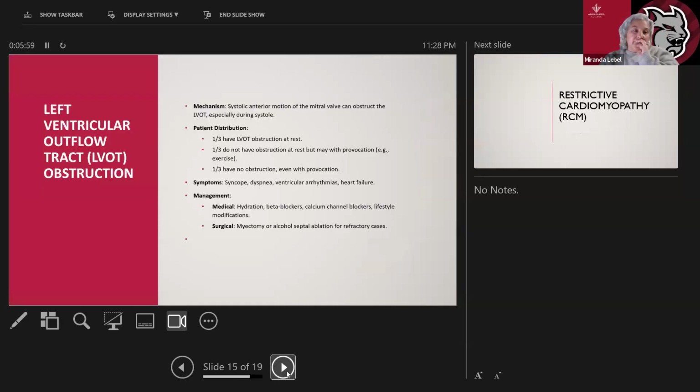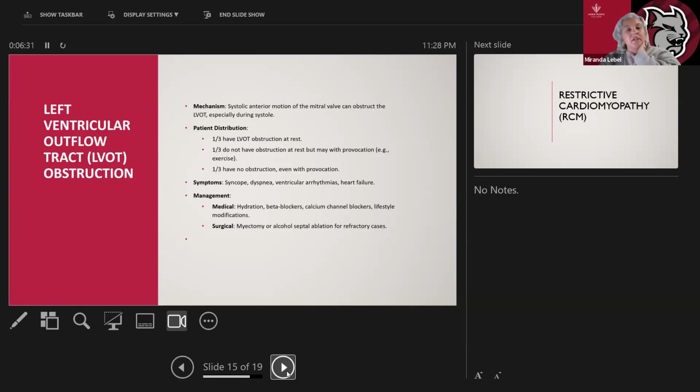So then we have left ventricular outflow tract obstruction. The mechanism here is that systolic anterior motion of the mitral valve can obstruct the LVOT, especially during systole. A third have LVOT obstruction at rest. One third of patients do not have obstruction at rest, but they may have provocation, such as exercise. And then a third of patients have no obstruction, even with provocation.